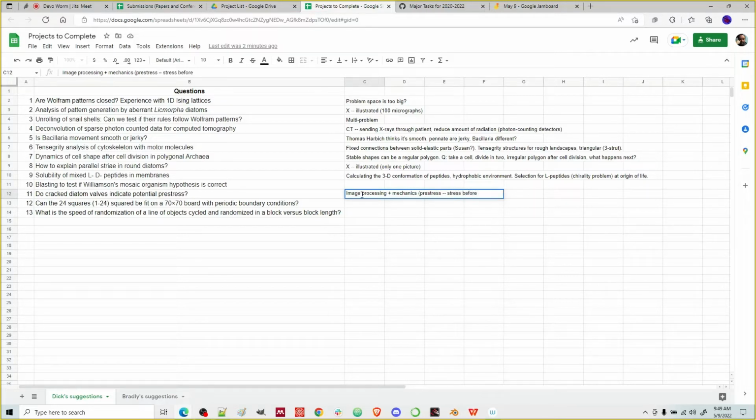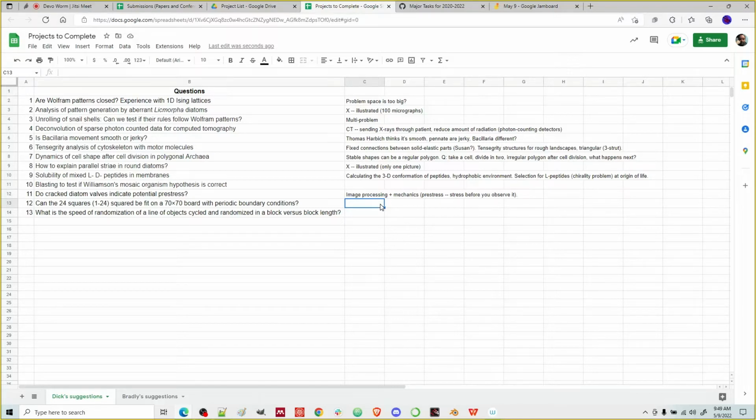The famous examples are, if you make... do you know what tektites are? Yes. Okay, tektites, they're the little droplets of molten rock that froze as they got splattered out from a meteorite. And if you scratch them, they explode, suggesting that they're under tremendous what's called pre-stress.